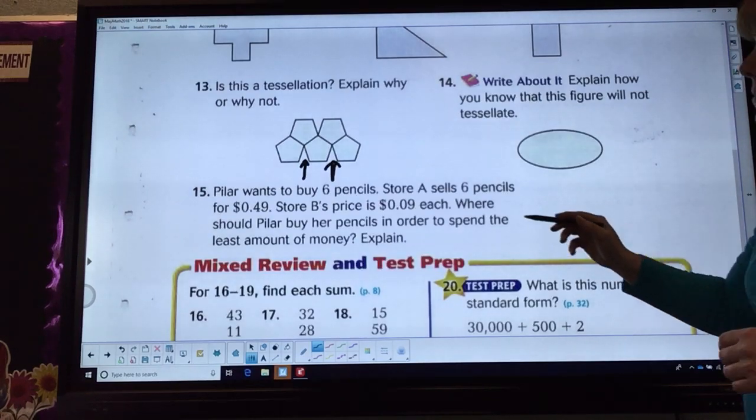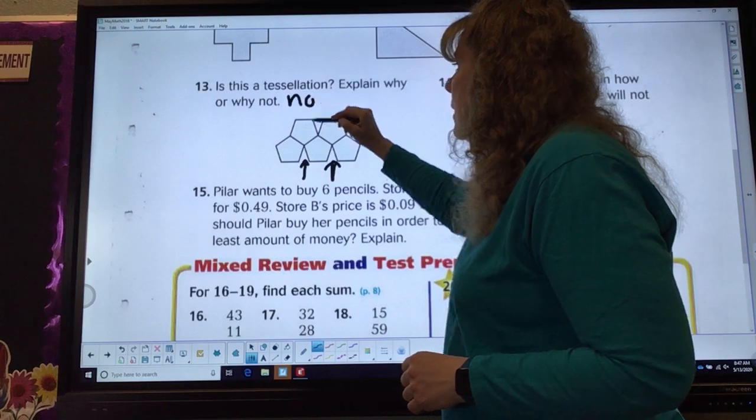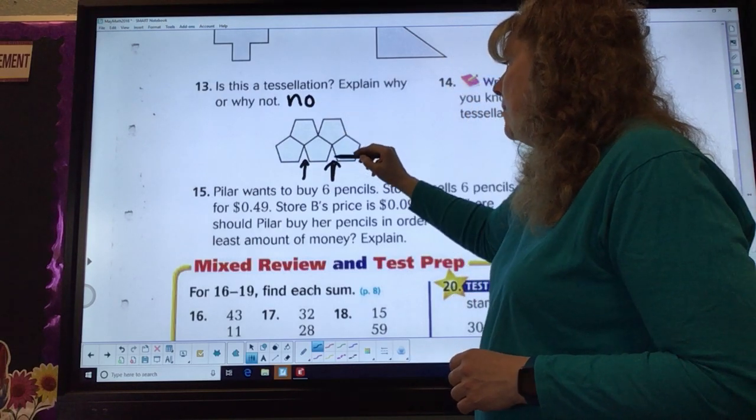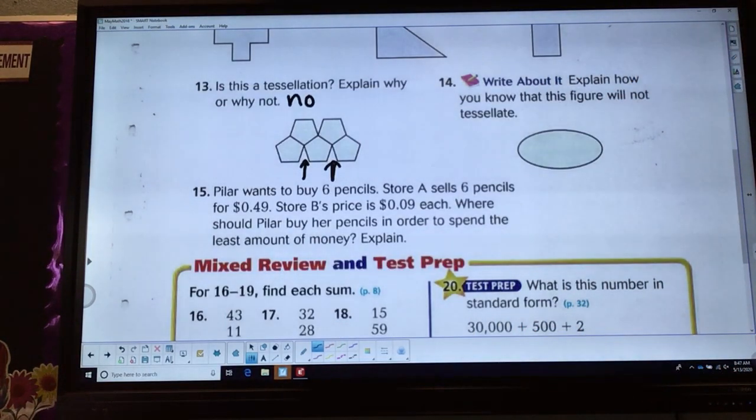Okay? So, our answer is no. And it's because we have these spaces. It doesn't fit the definition. They're not overlapping, but they do have spaces. Therefore, it can't be a tessellation.